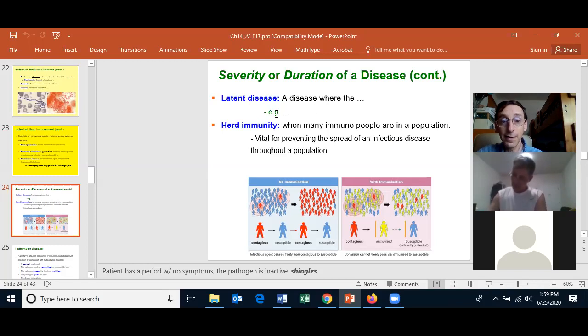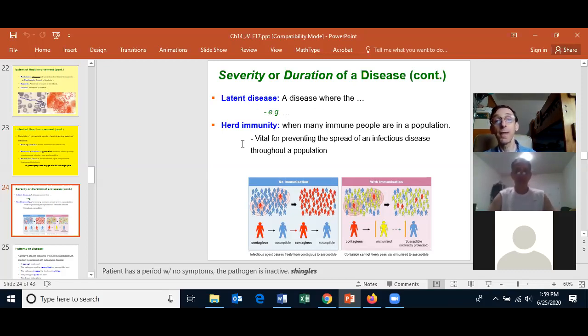Most latent diseases are caused by a virus. I can't think of one. Well, maybe Mycobacterium tuberculosis can go into latency, and then can, especially when the patient's immune system weakens, come out of latency. Yeah, there are a few, but most latent diseases are caused by a virus. And a lot of them are caused by herpes viruses, like cold sores is a latent disease.